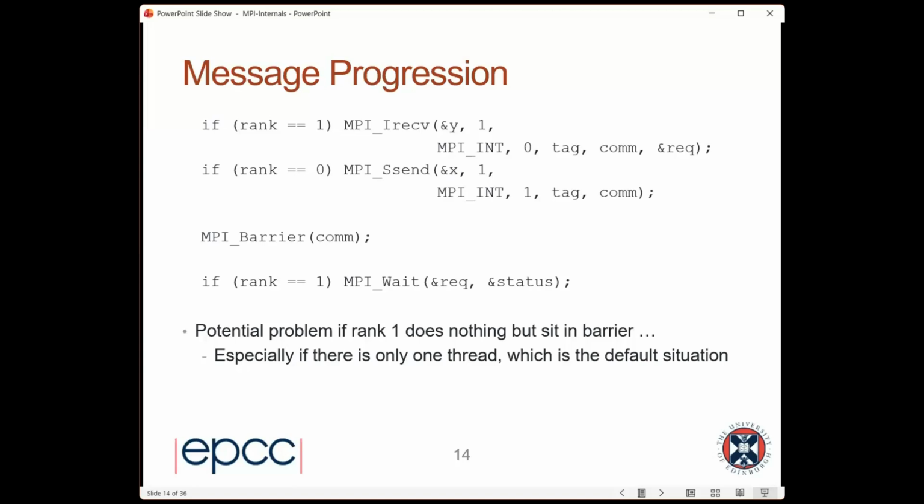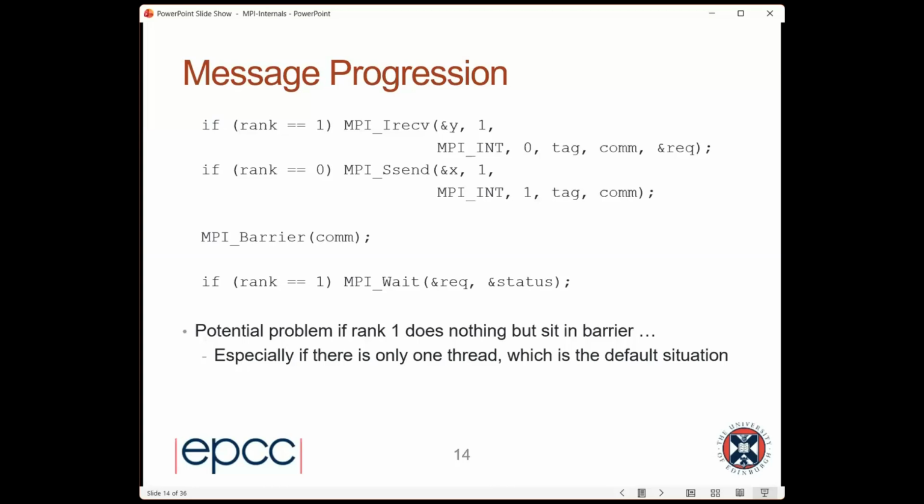The problem here is if rank 1 is quick. Rank 1 issues the receive early and then immediately sits on a barrier. Rank 0 is stuck in this MPI send. So we look like we've got a catch-22 here. If rank 1 did nothing but sit in the barrier, it would be waiting for rank 0 to arrive, but rank 0 is waiting for rank 1 to process this outstanding non-blocking receive.